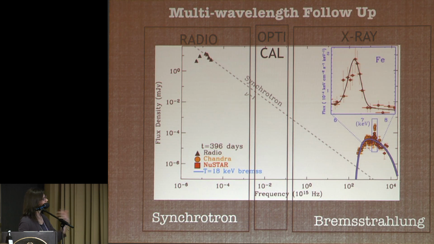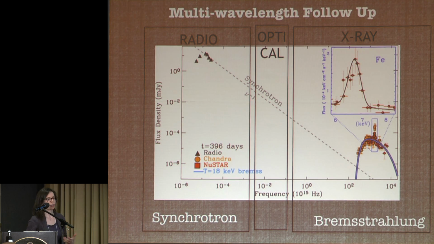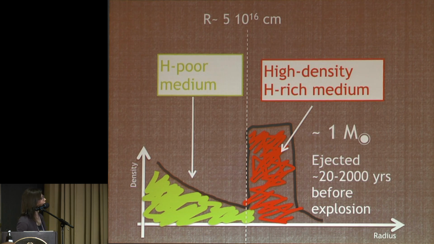And here is just a slide to say that only by putting together radio emission, which is dominated by synchrotron, the X-rays, which are dominated by Bremsstrahlung, and the optical, could we really have a better handle to understand what is going on. So I told you that this is a very fantastic data set. So what did we learn from that?